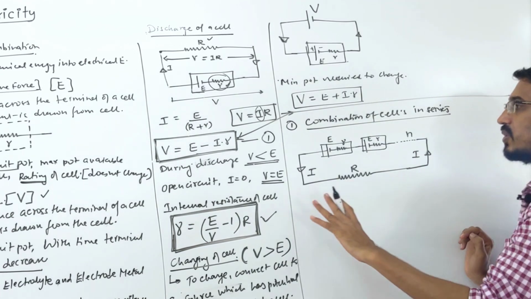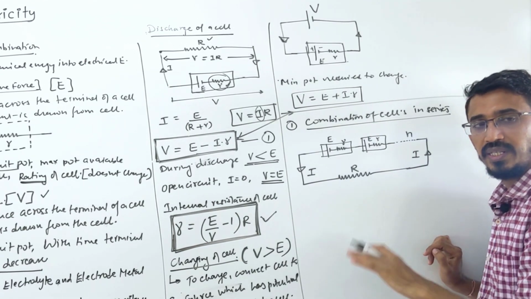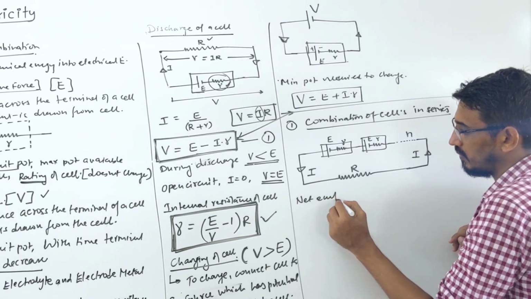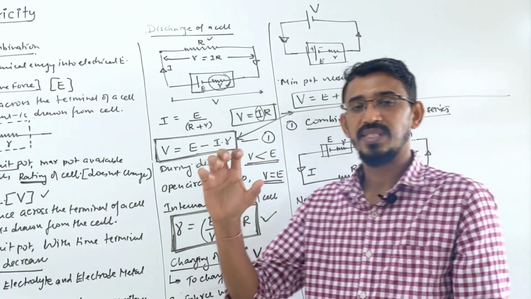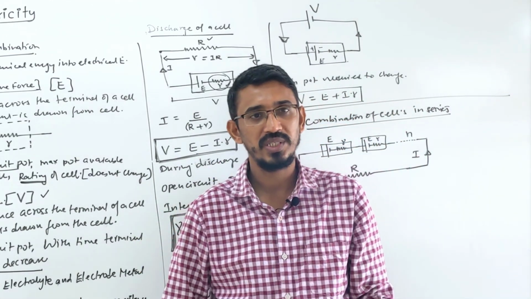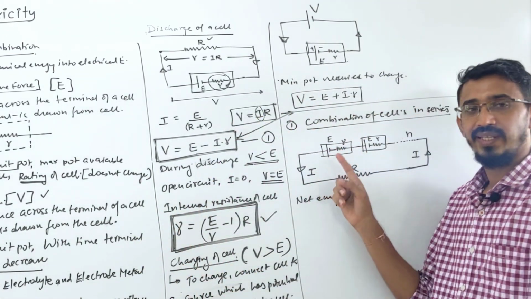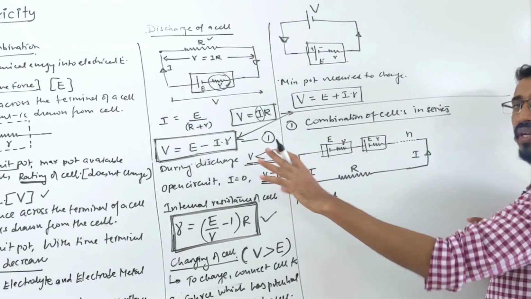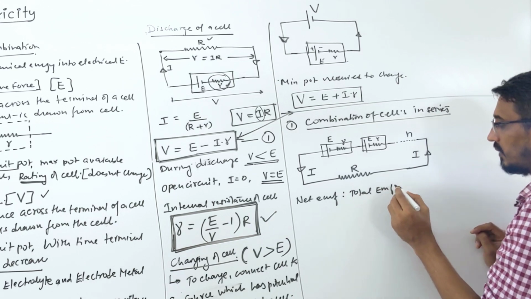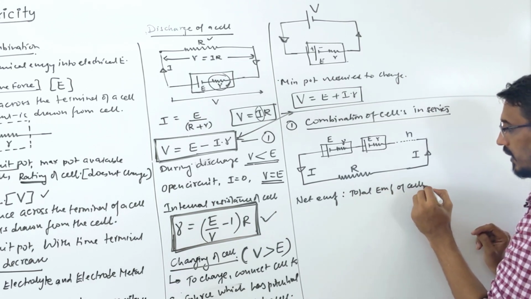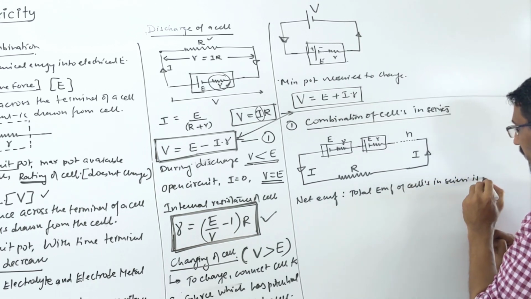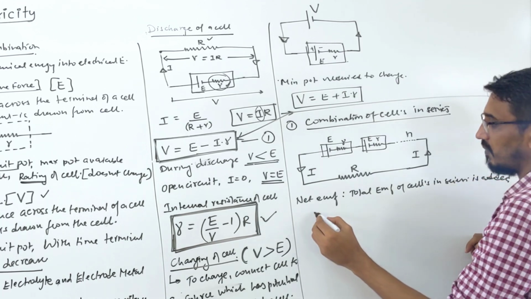To find the current, let's solve this circuit. First find the net resistance and net EMF. What is the net EMF in series? Remember, in resistances we discussed that if a battery is connected to resistances in series, the potential is divided among all the resistances. Exactly the same here: the EMFs are connected in series, so the total potential is added. So the total EMF of cells in series is added.